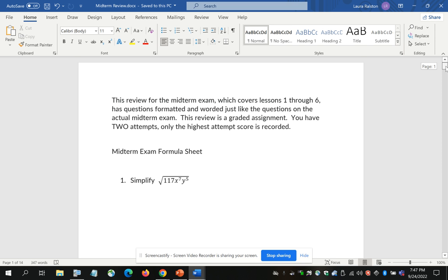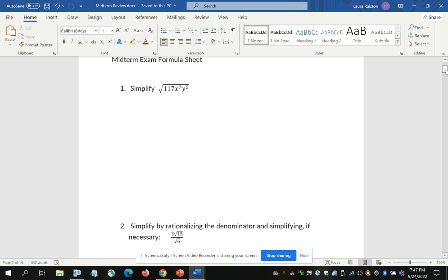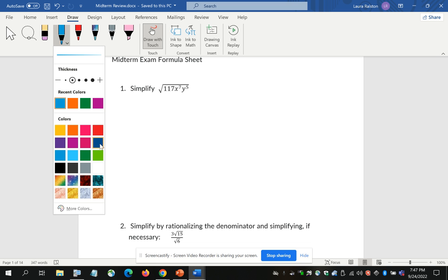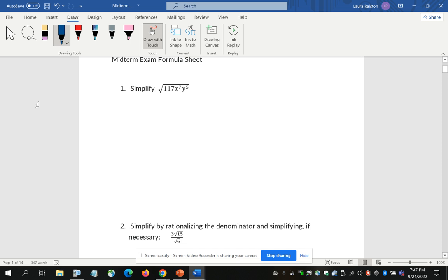So let's get started. The first question on the practice exam is to simplify the square root of 117 x to the 7th, y to the 5th. Hopefully you remember that to simplify a radical, you have to ensure that you have no perfect squares under the radical. You have no radical in the denominator of the fraction. I believe you can have no fraction under the radical and so forth. Okay, so just remember that.